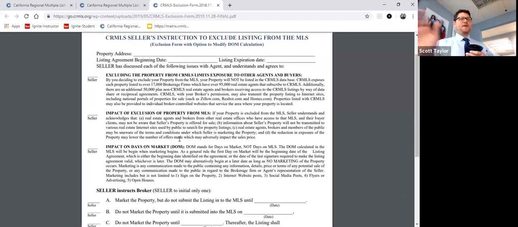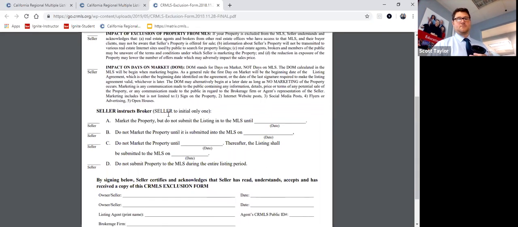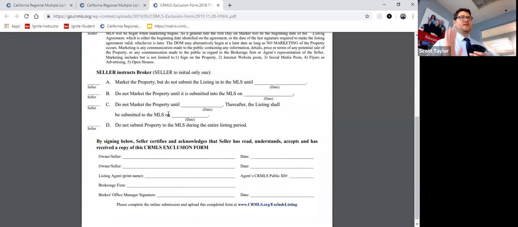You're going to fill in the property address, listing period. The seller needs to initial each of the 3 paragraphs above saying excluding the property from the MLS limits your exposure. If you exclude your property from the MLS, you understand and acknowledge that real estate agents and other brokers from other offices who participate in this MLS won't have an opportunity to see it, and it will impact your days on market, potentially, depending on how we fill out the following 4 paragraphs. Okay, so the top 3 they initial regardless.